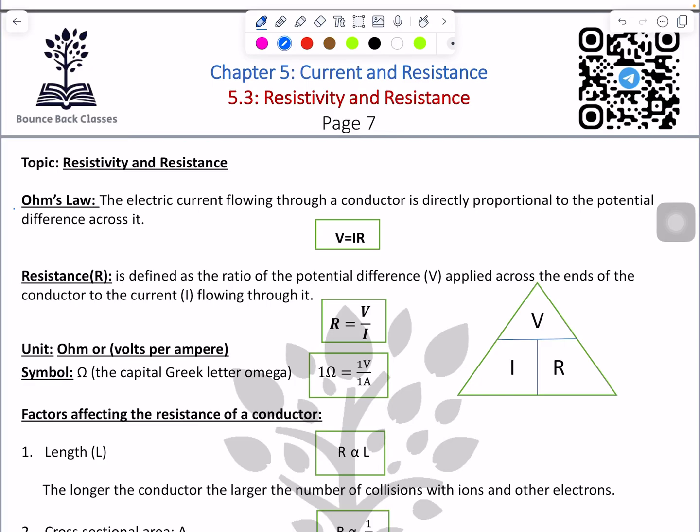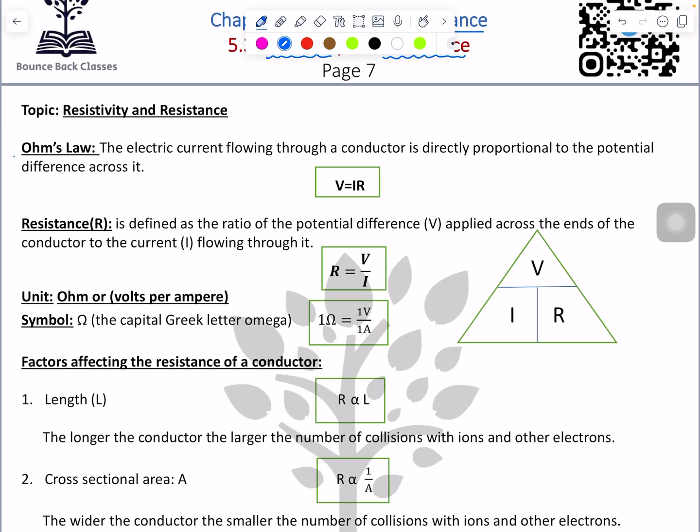Hey students, today we are going to learn about topic number 5.3, which is resistivity and resistance, from chapter number 5, current and resistance. So first, we are going to learn the basics of Ohm's law. What exactly does Ohm's law say?